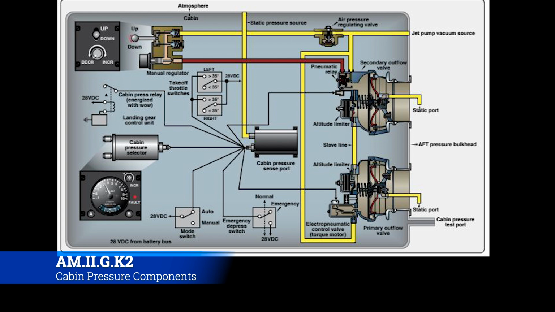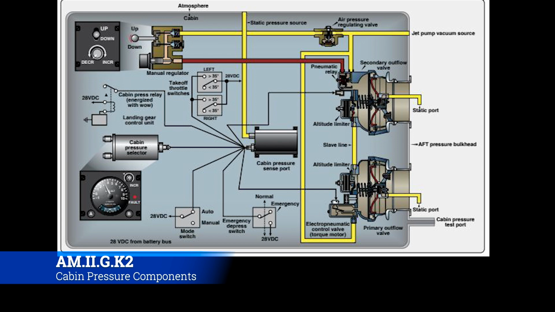And if you'll notice, both the secondary outflow valve and the primary outflow valve are tied in both to the static pressure that's coming off of the manual regulator, but also electronically to the cabin pressure sense port. Now, what that's going to do is say, hey, look, I'm looking at the outside air, and I know this is what the outside air is, and then I'm getting data in saying, hey, this is what the inside air is from our different outflow valves, because they're also tied into it as well.